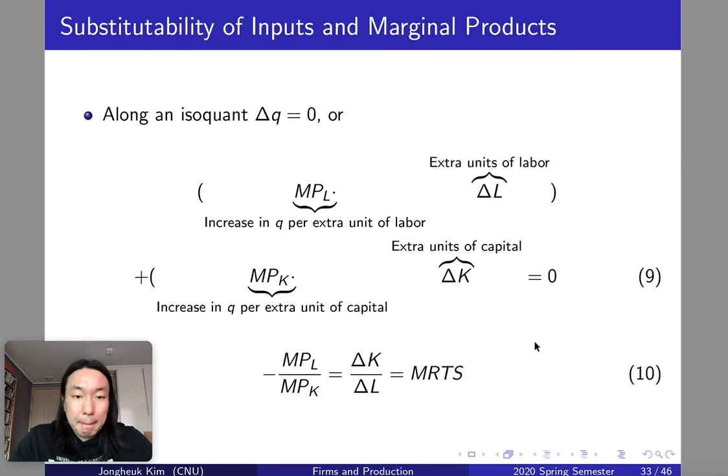Okay, so a little bit complicated equation, but the economic meaning or economic insight is the same. So don't panic, you can just understand it step by step.